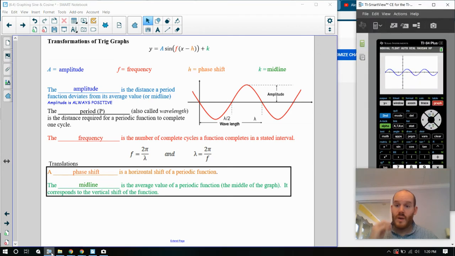Hi, everybody. Welcome back. So we're going to be continuing talking about the graphs of sine and cosine. Today, adding in the translation. So that's the phase shift and the midline.